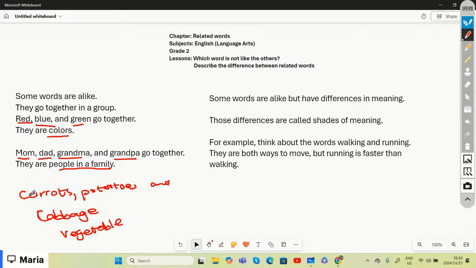All right. So these are related words. And we said some of our related words might have differences in meaning. And words with differences in meaning, we call them shades of meaning. If they have differences in meaning, we call that shades of meaning. And an example is, think about the words walking and running.